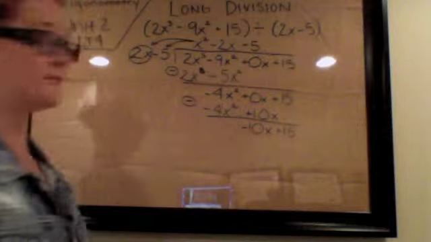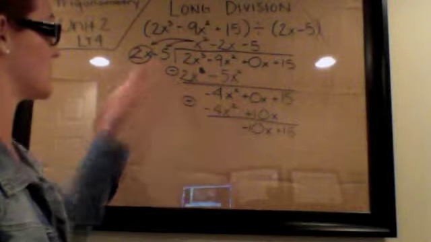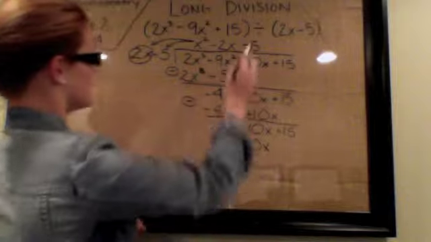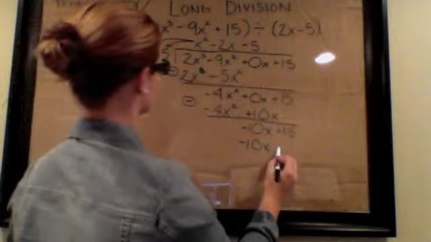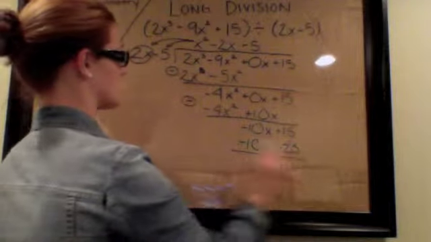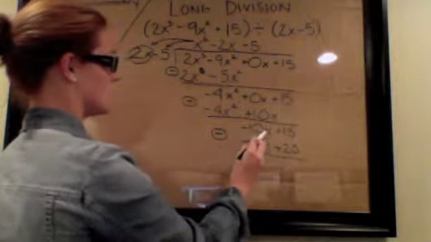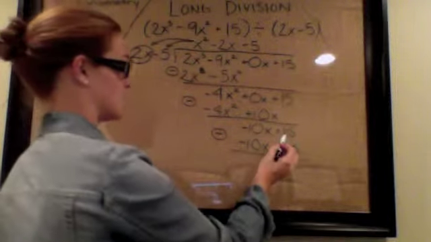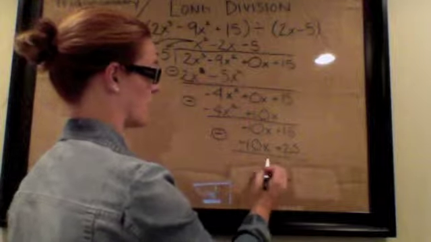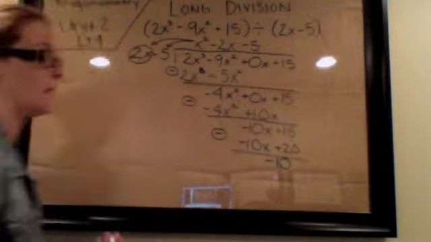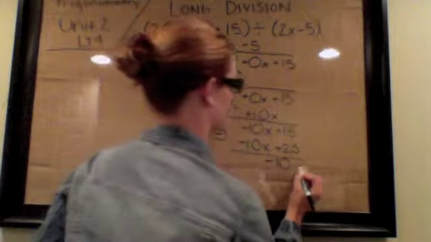Now, once again, with that negative 5, I distribute it into both my terms being divided. Negative 5 times positive 2x gets me negative 10x. Negative 5 times negative 5 gets me positive 25. Okay? Now, I subtract these two lines. Negative 10x minus negative 10x, which becomes plus 10x, goes away. Positive 15 minus 25, now we have negative 10. And if you remember from way back when, this is your remainder.